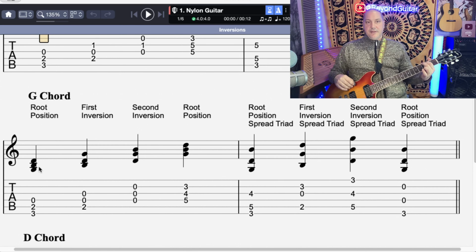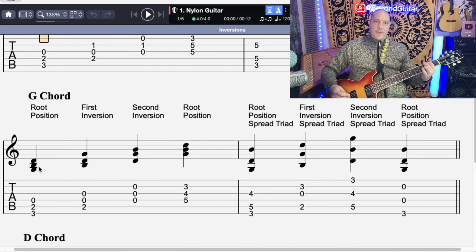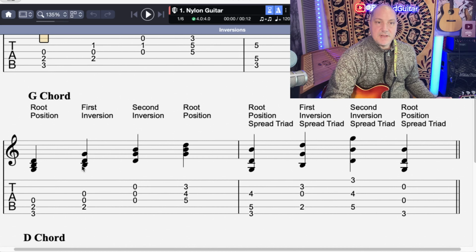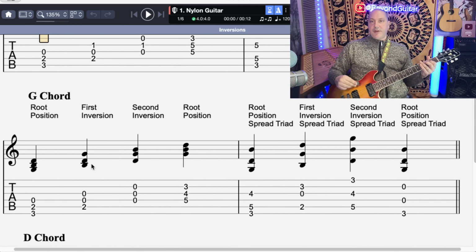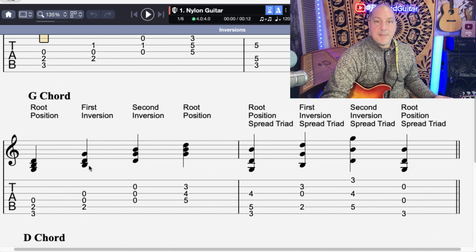That's your classic G chord. G, B, D, root, third, fifth. G is called the root. B is the third. And D is the fifth. All right, what's the next one? First inversion. It's a B, it's a D, it's another G. Okay, what's happening here? B is at the bottom. The lowest sounding note is B.